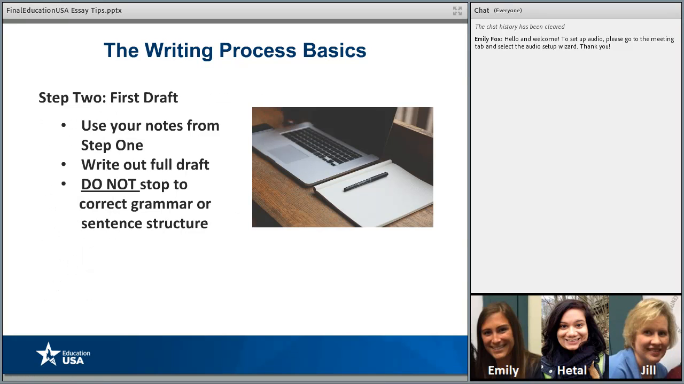So now with step two, you're actually writing out your draft. And we talk about a first draft because it's not your only draft. You want to, at this point, write out your full essay. Don't stop to correct grammar. Don't stop to correct your sentence structure or verb errors. Just write it all out. Get it all out. So this is the most straightforward step because that's all you're doing.